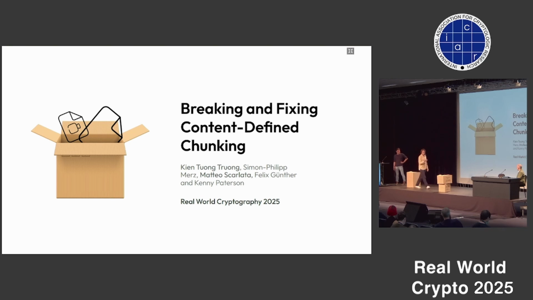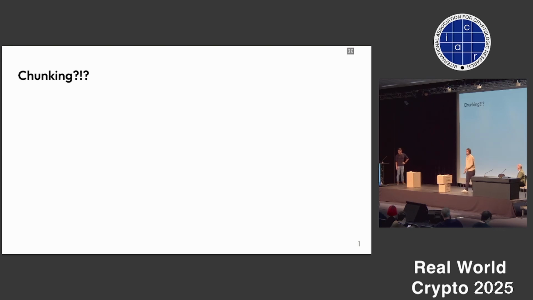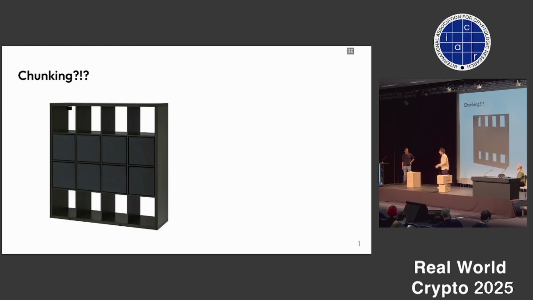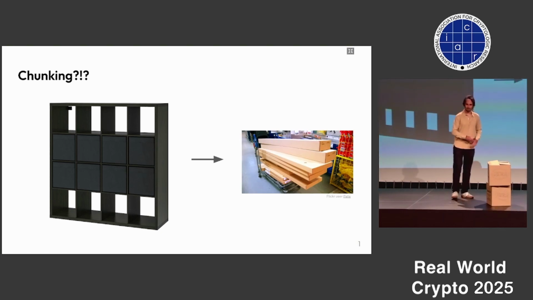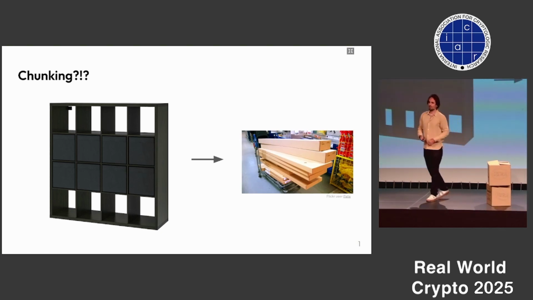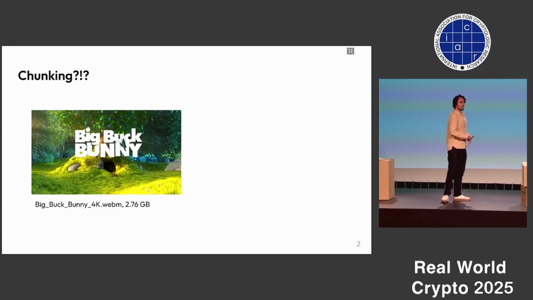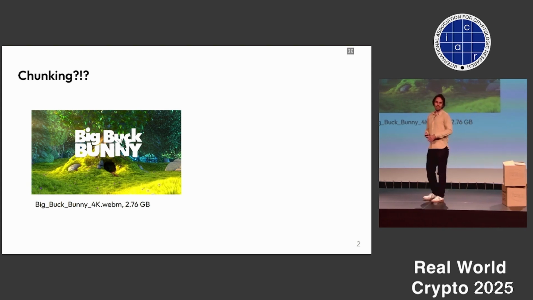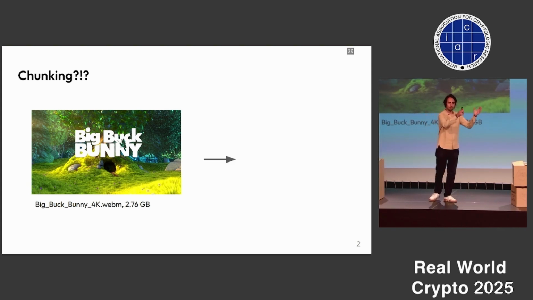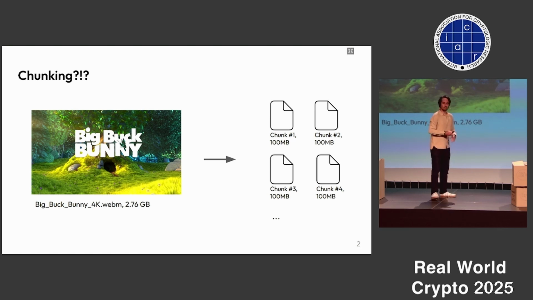So let's start with our puzzling title. You probably are wondering, what are all of these words? Well, let's start with chunking. What is chunking? It's the process of taking something very bulky and splitting it up in smaller chunks that are easier to manage and to transport around. Or to jump more into the computer science world, it's something like when you have a very big file, like a super HD copy of Big Buck Bunny, and now you want to split it in a lot of smaller chunks that are of smaller sizes.